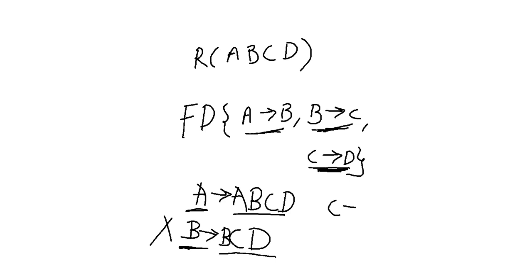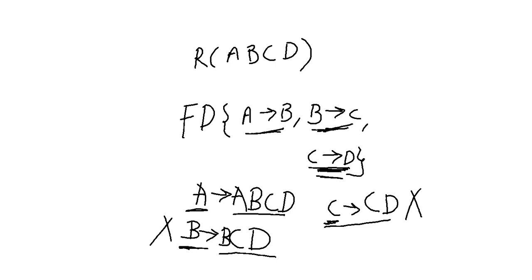So let's check with C. Using C, reflexive, we can determine C. Using C we can determine D also, using this functional dependency. Is there any other functional dependency? There is no other attribute we can determine using C. So using C we can determine only C and D. So we can say that C is not a candidate key, because using C I cannot determine A and B.